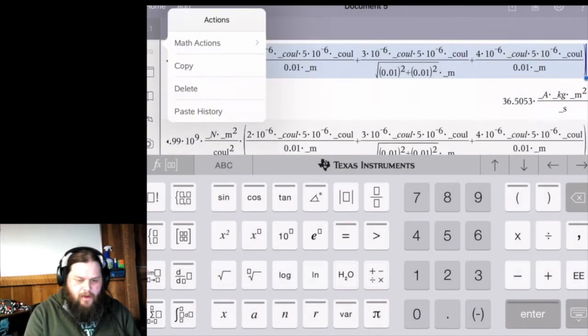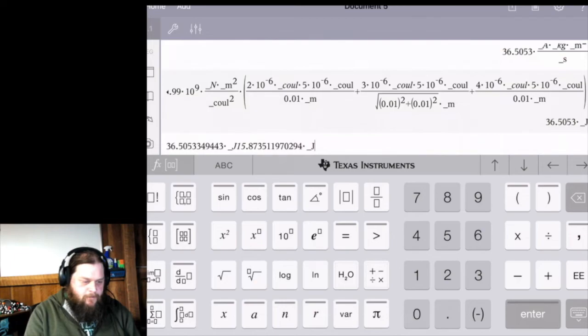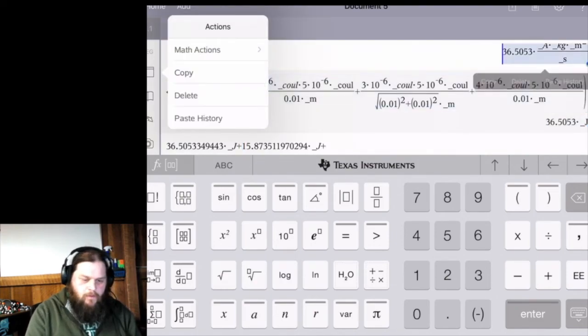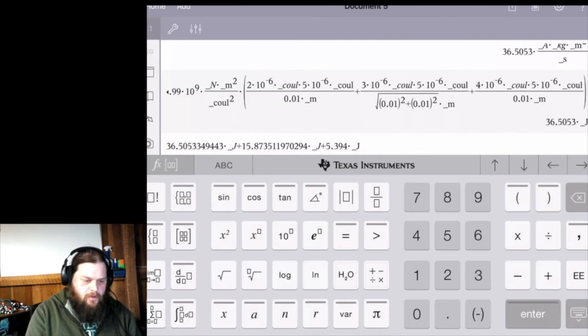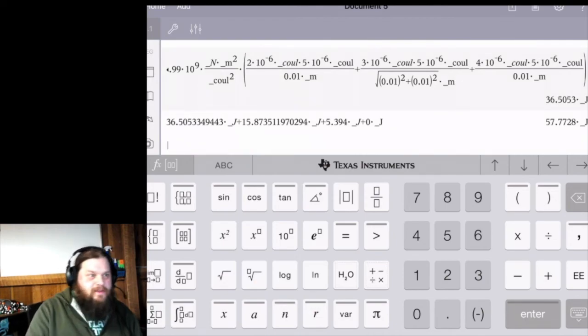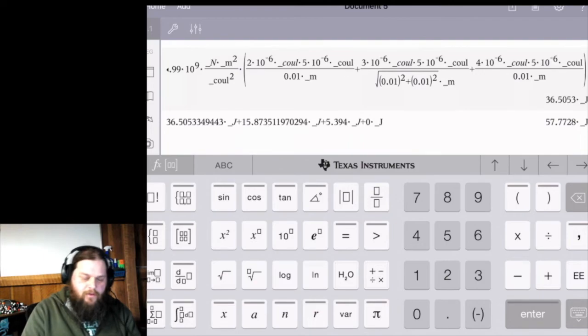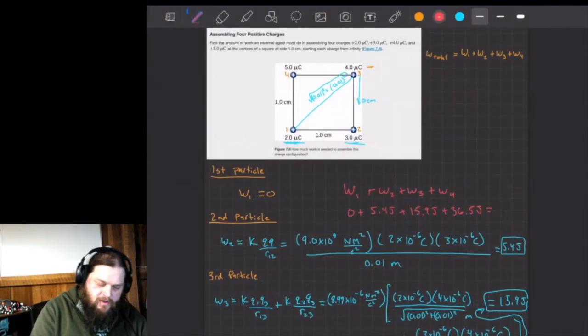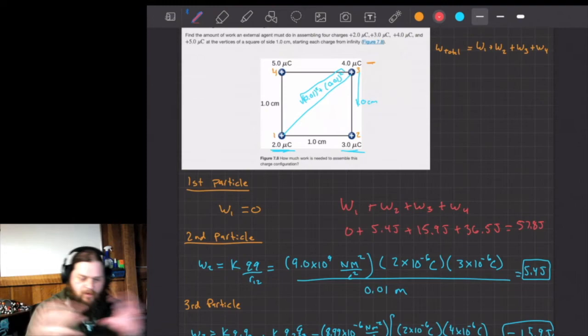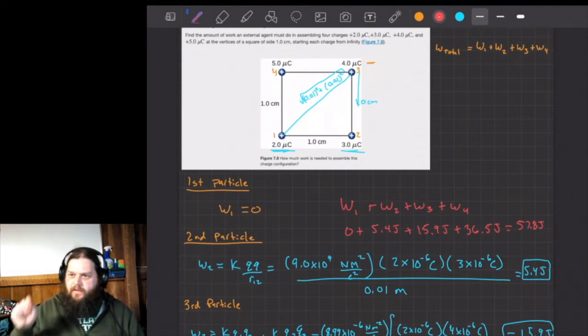let's do it a little bit backwards. Got my plus in between here. There, I can just say plus 0 joules. It's 57.77 or 57.8 joules. It's the total energy, the total work that's being done here, 57.8 joules to move all those charges into position, that square configuration.